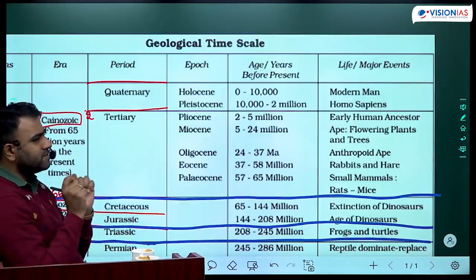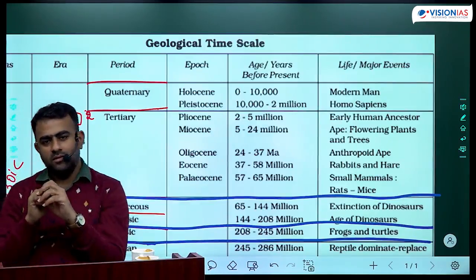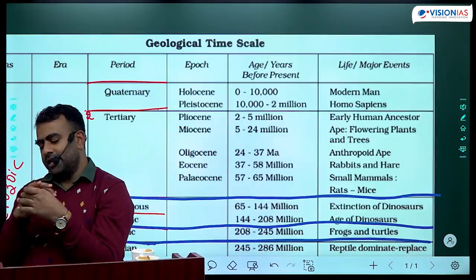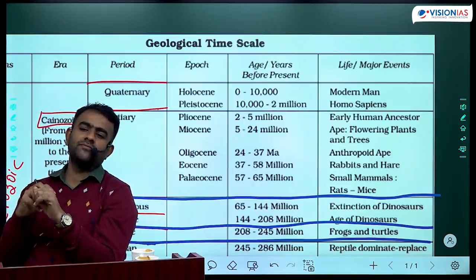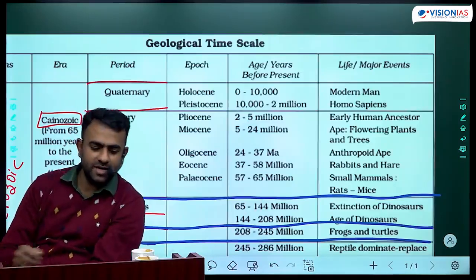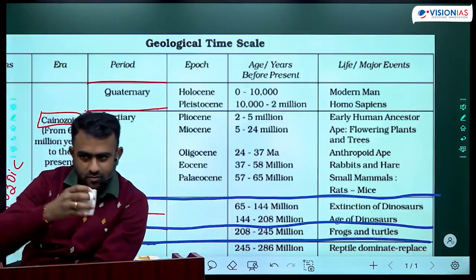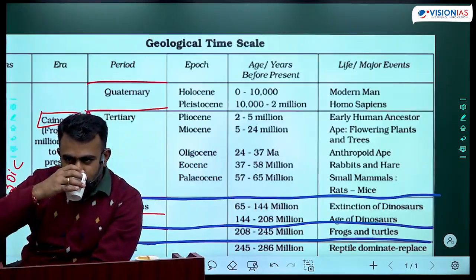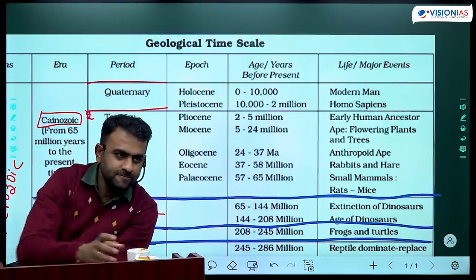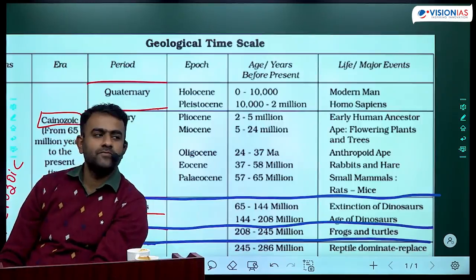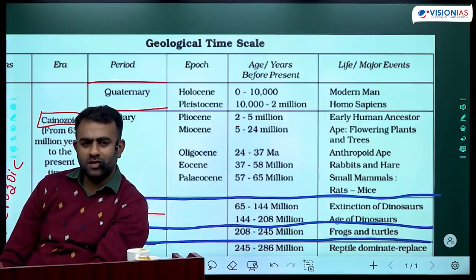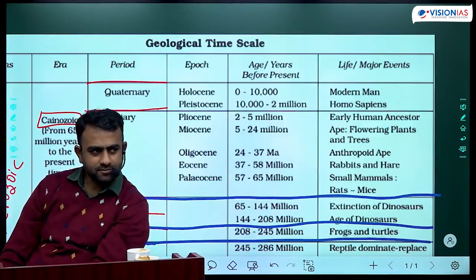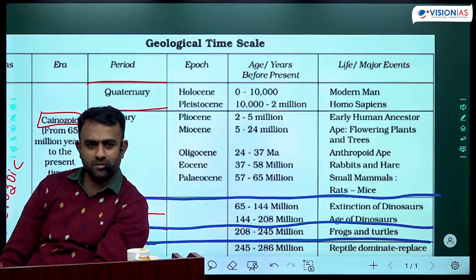At the same time, apes will also evolve. What are apes? Apes are mammals. How are apes different from monkeys? What is the difference between apes and monkeys? Sometimes even monkeys can walk on two legs, but apes more often are capable of walking on two legs.